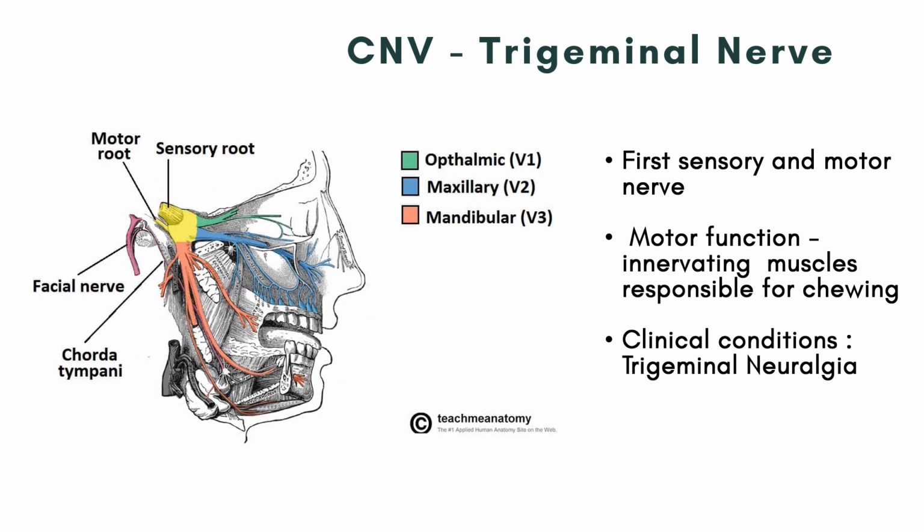Overall, the trigeminal nerve is vital for sensory perception in the face and oral cavity and plays a key role in motor control for chewing. Dysfunction or irritation of this nerve can lead to conditions such as trigeminal neuralgia, which is characterized by severe facial pain or issues with sensation and motor function in the head and face.